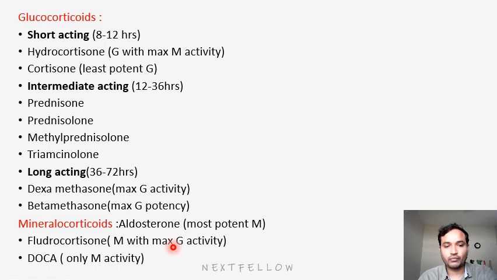That means if a patient is having asthma and pulmonary edema, we will go with fludrocortisone, because it has anti-inflammatory activity and, at the same time, mineralocorticoid activity. That means it will flush out the excess fluid. Next, DOCA will have only mineralocorticoid activity. So you have to remember the drug names and their activity, whether it is glucocorticoid activity or mineralocorticoid activity, and which activity will be more. We have to remember.